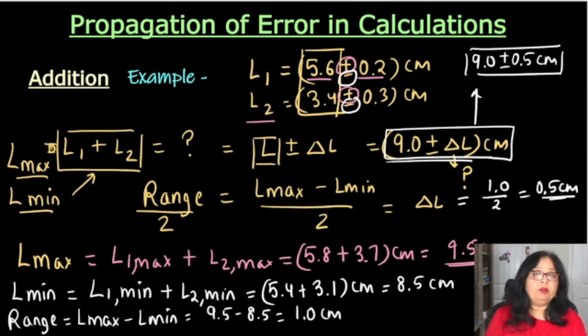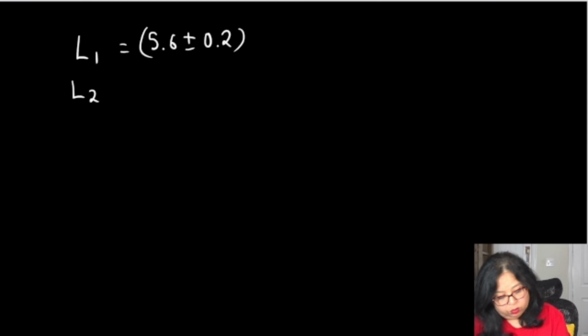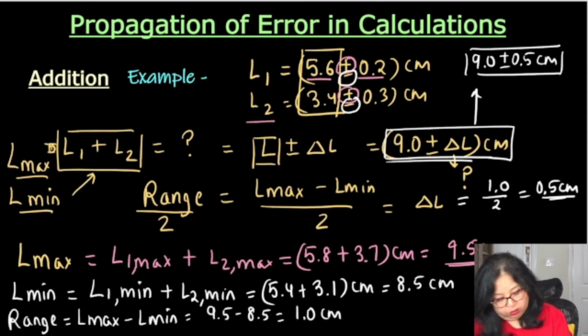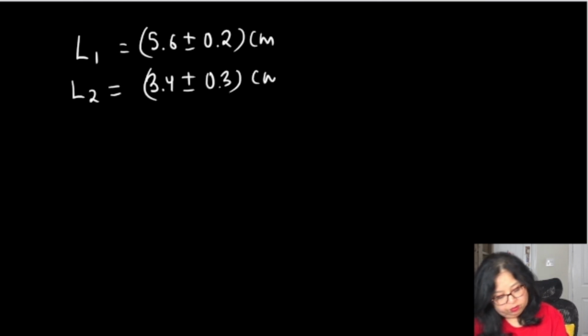But is there a way around it? Is there an easier way to do this? Yes, there is. Let's look at that. So for that, let's insert a new slide. We have L1 and L2. L1 was 5.6 plus minus 0.2 centimeters. And L2 was 3.4 plus minus 0.3 centimeters.